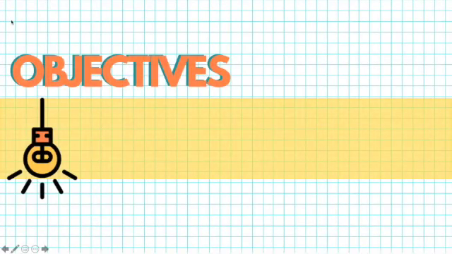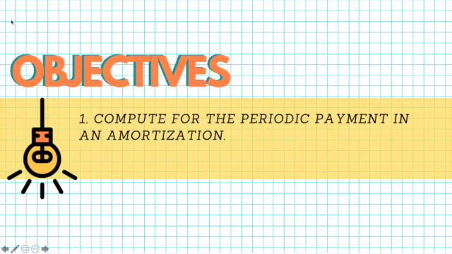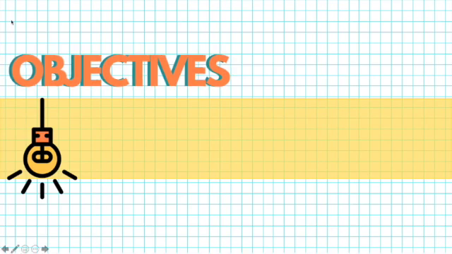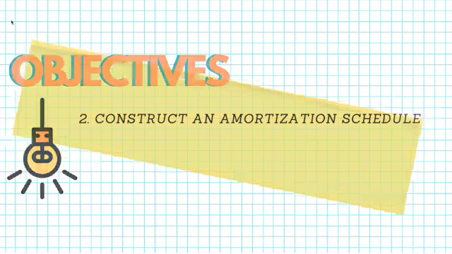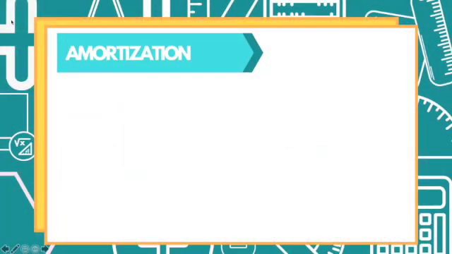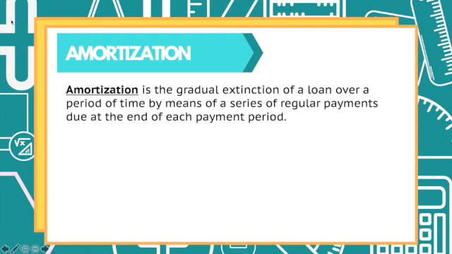The objectives for today's video are to be able to compute for the periodic payment in an amortization and to construct an amortization schedule. So let us start with the definition of amortization. When we say amortization, it is the gradual extinction of a loan over a period of time by means of a series of regular payments due at the end of each payment period.